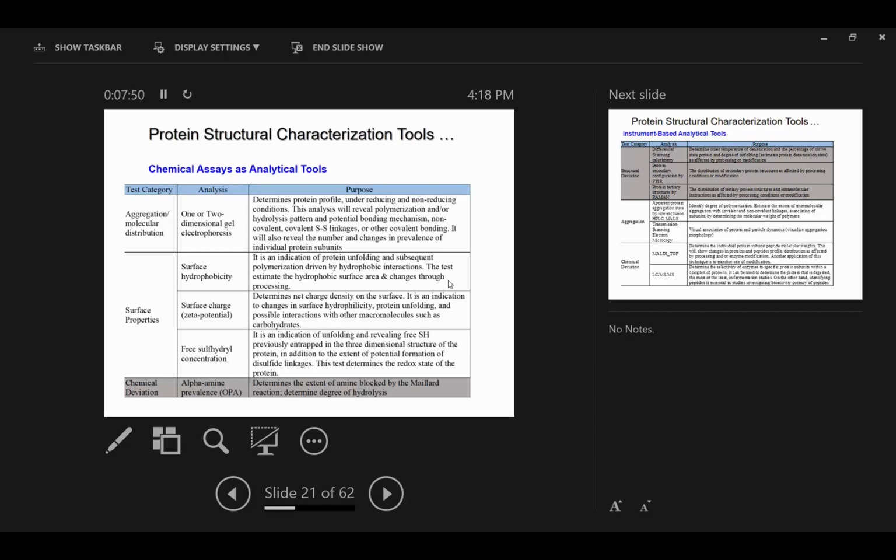You can use OPA to determine degree of hydrolysis. You can use OPA as well to determine the amount of degradation, let's say, in lysine upon processing. So many different applications for this OPA method.